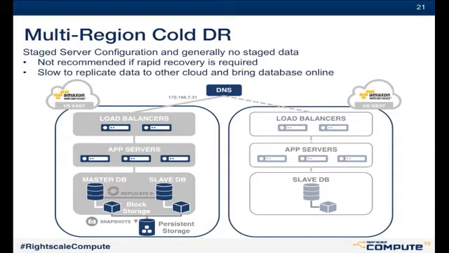The way that cold works is that you now have a staged environment, right? For those who are familiar with RightScale, you can take those server templates and basically create a copy of that environment in a non-operational state in your other disaster recovery cloud. All those servers are staged, not costing you any money, but they're ready to be launched with the click of a button. The only problem is you've got to get your data over there, right?